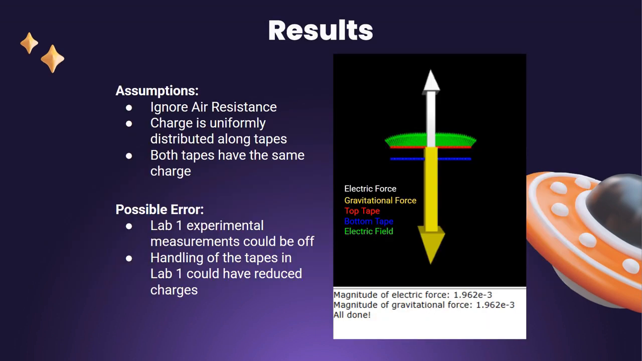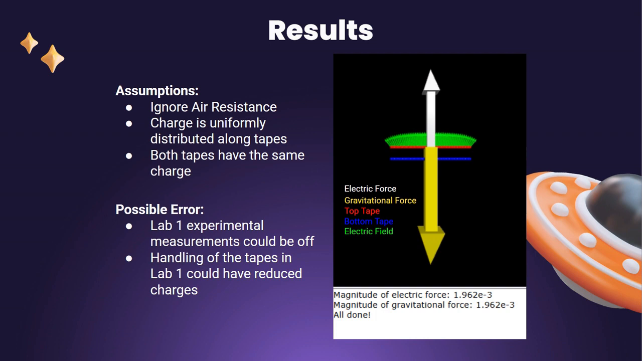All right, now on to results. On the right there you can see the model that was created when we ran the code. The electric force is the arrow pointing up, the gravitational force is the huge arrow pointing down, and we can see the top tape is in red and the bottom tape is in blue, while the electric field generated by the bottom on the top is in the green arrows. I split it into about 50 segments, so there should be 50 green arrows there.